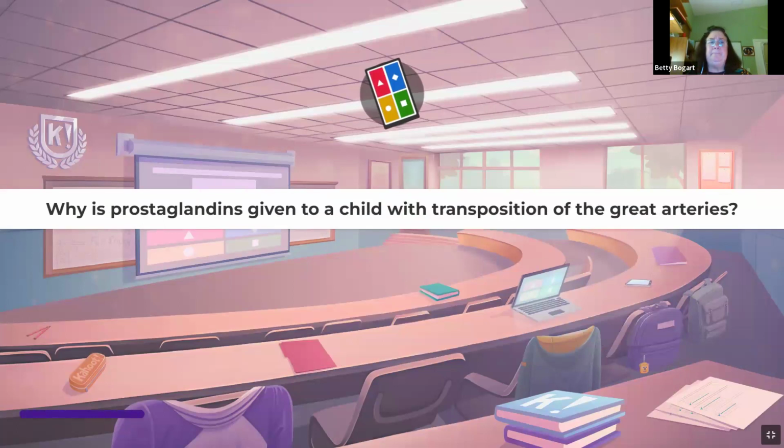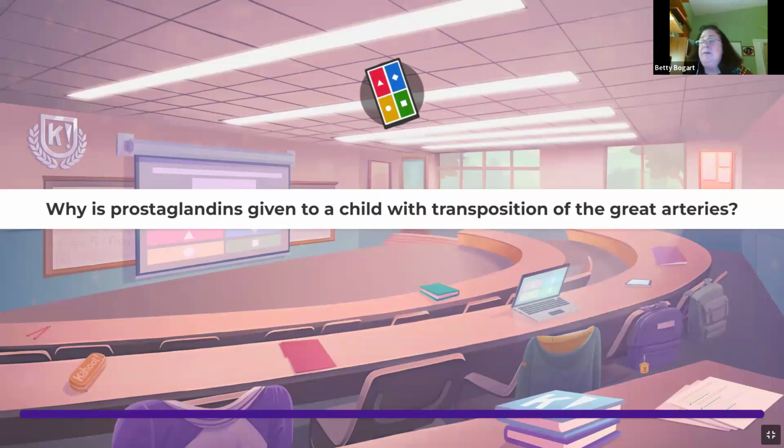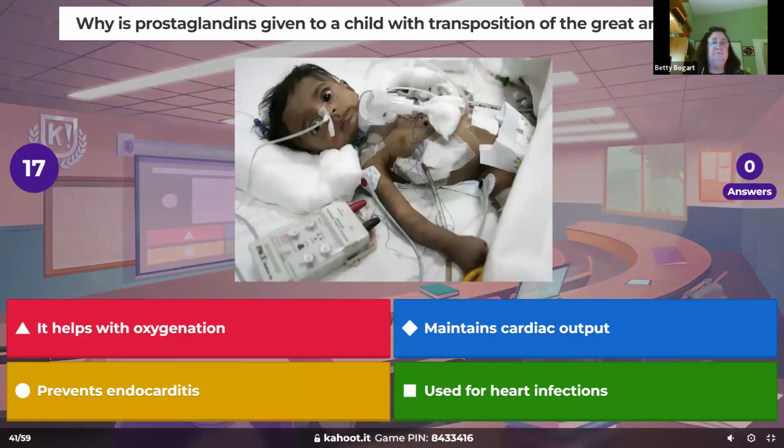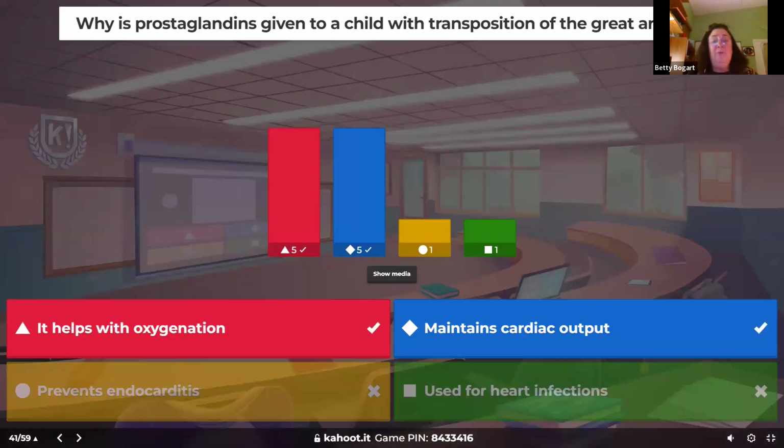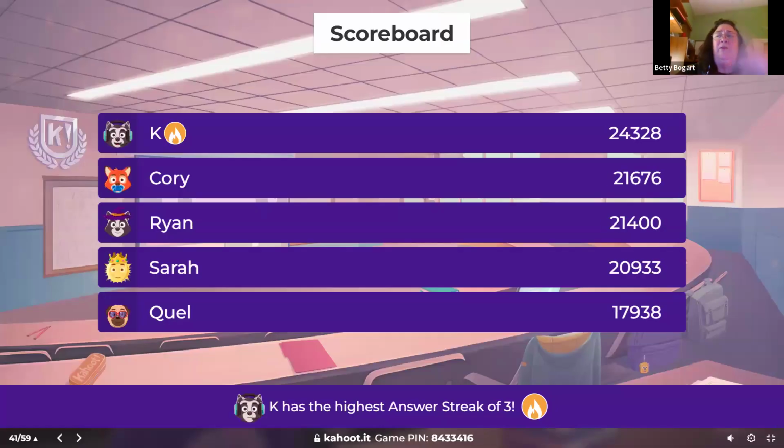Why is prostaglandins given to a child with transposition of the great arteries? So prostaglandins helps with oxygenation and maintains cardiac output. It has nothing to do with infections. No infections. It keeps the oxygen and keeps the heart beating because now we can flow.